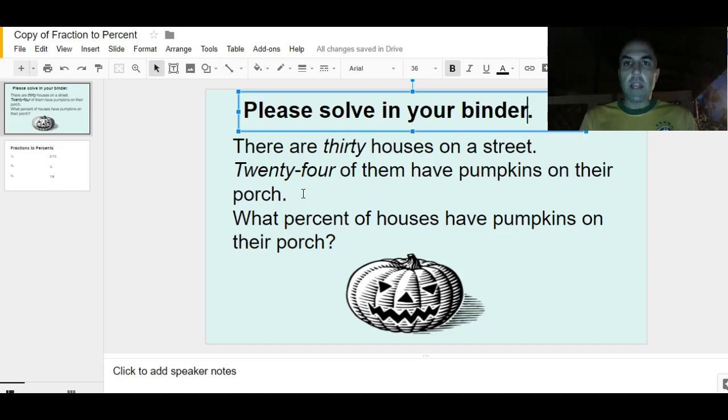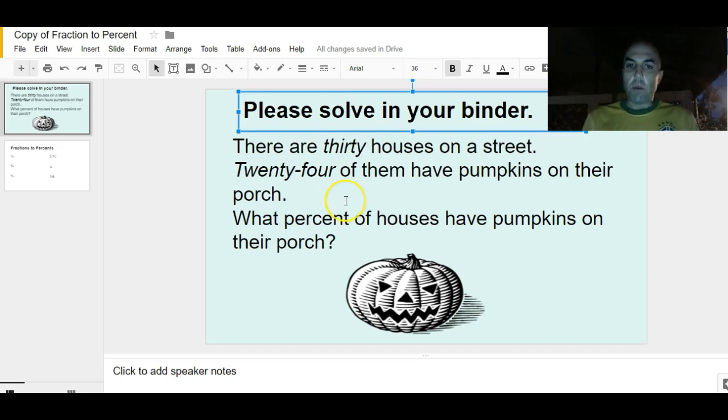What we need to think about when we think about percents is part to whole ratios. That's what we're thinking of, part to whole ratios. And so what is the whole here? Well, the whole is 30. There are 30 total houses on the street. What is the part? Well, 24 is the part that have pumpkins. So 24 is the part and 30 is the whole.